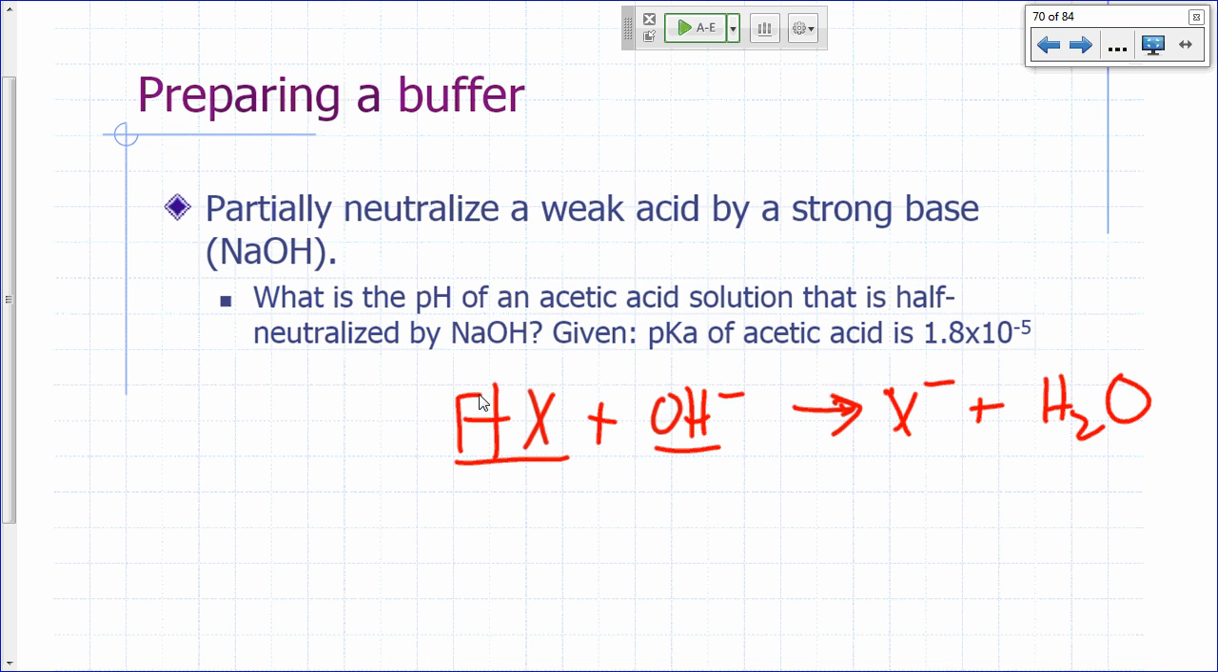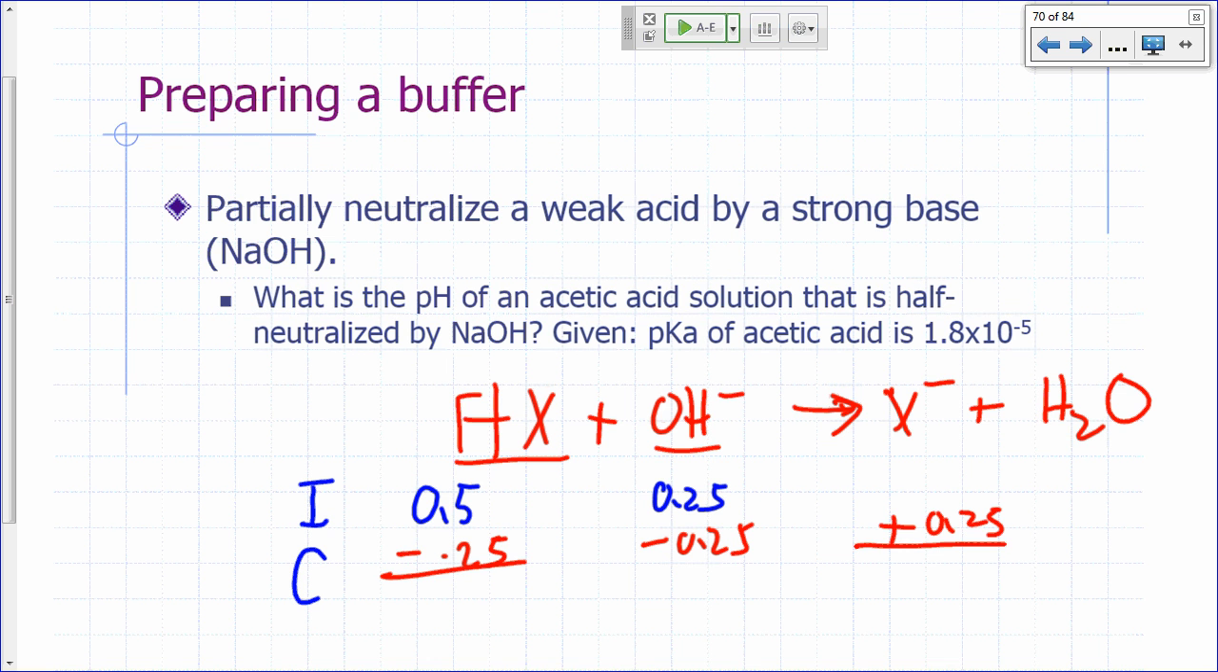Okay? So if you start off, let's say, with 0.5 moles per liter of this, and you only add 0.25 moles per liter of sodium hydroxide. So let's just imagine that, okay? What would happen? What would be your changes? Reaction is going to go all the way, right? So which one's your limiting reactant? Sodium hydroxide. You're going to lose the 0.25 here. You're going to lose the 0.25 here, 0.25 over here. How much X minus will you make? 1-to-1 ratio, so 0.25. So at equilibrium, what will you have?